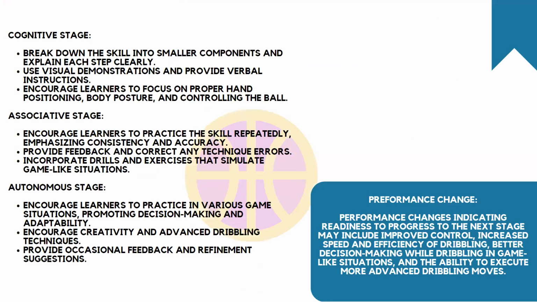For the cognitive stage, we're going to break down the skill into smaller components and explain each step clearly. Use visual demonstrations and provide verbal instructions. Encourage learners to focus on proper hand positioning, body posture, and controlling the ball. So we're going to look for things such as dribbling with your fingertips, maintaining an upright posture as opposed to kind of hunching over, keeping your head up as opposed to looking at the ball. It's a very common thing.